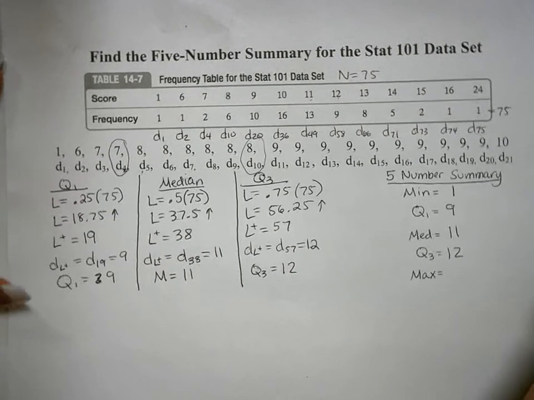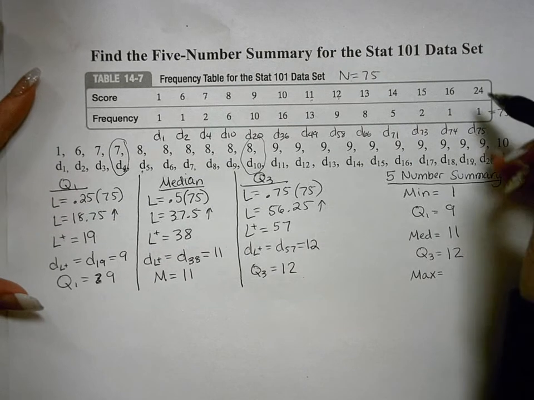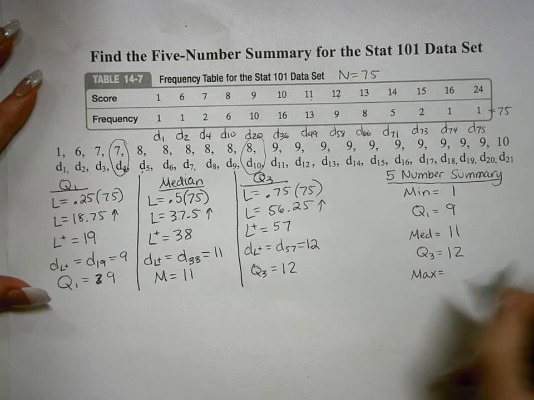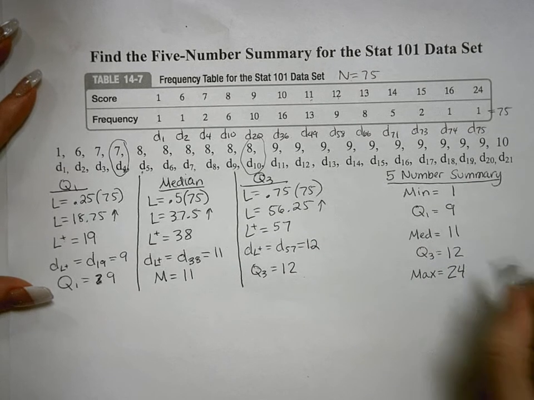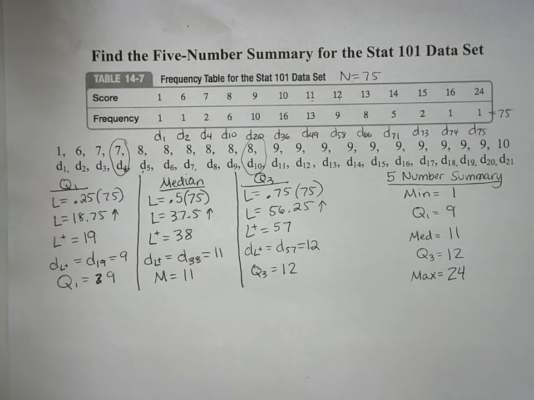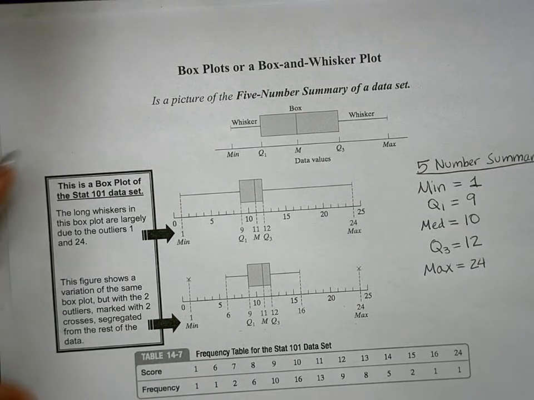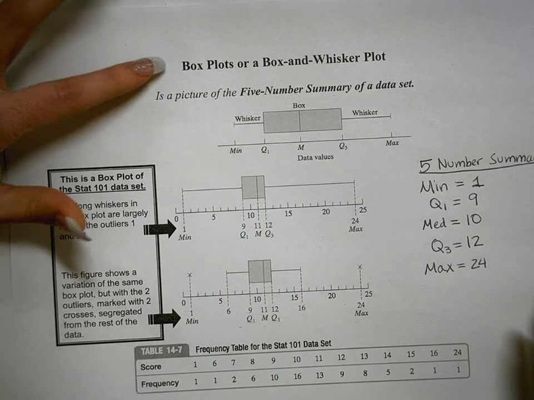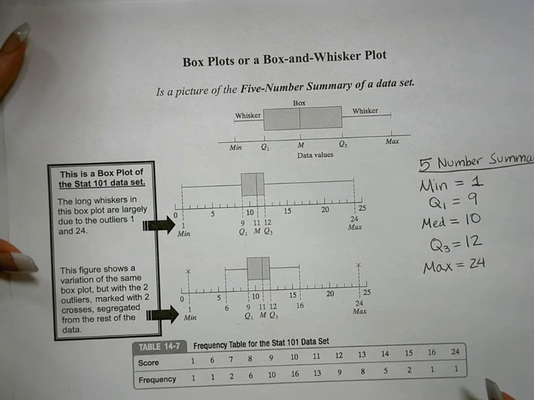And then lastly, we just find the max. That's super easy. It's just the highest score, which would be 24. And that's it. That's the 5-number summary. Now, when you have a 5-number summary, there's a graphical way you can describe this information through what's known as a box plot or a box and whisker plot.